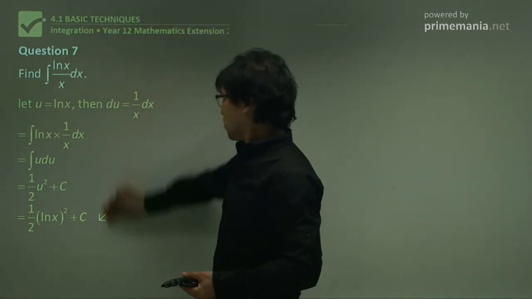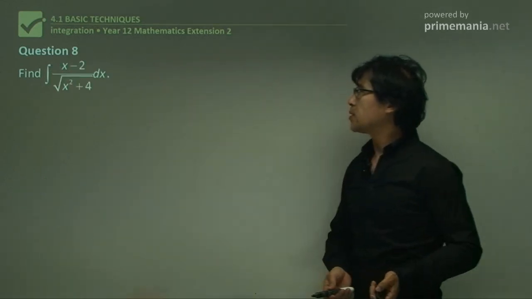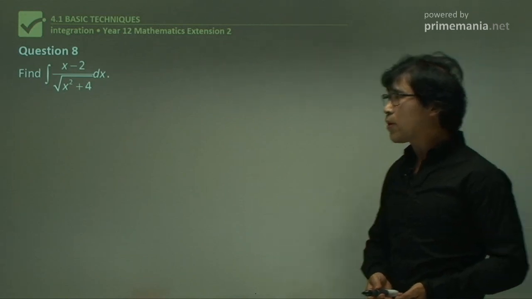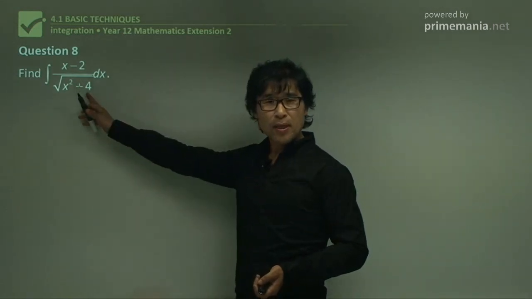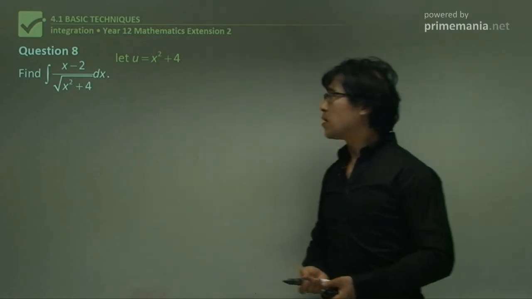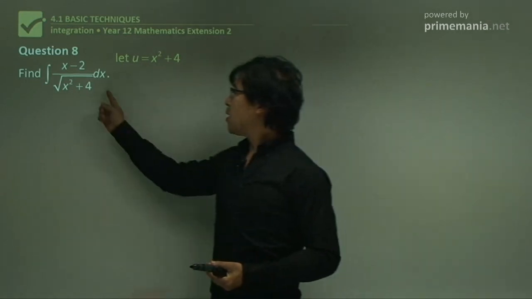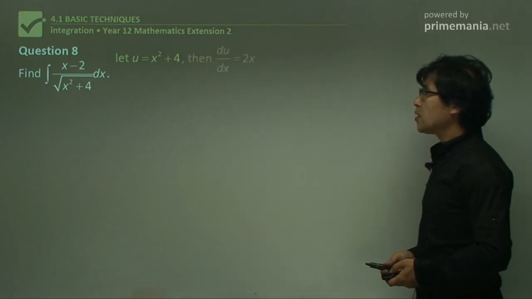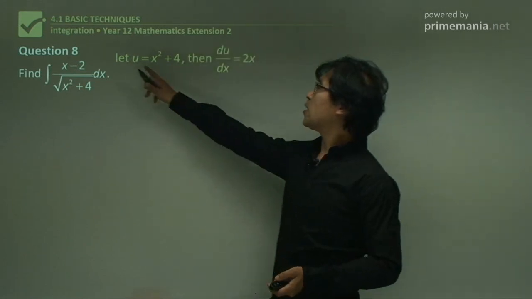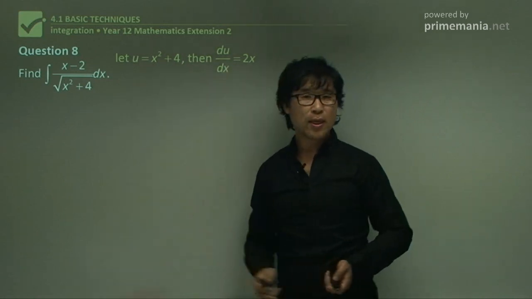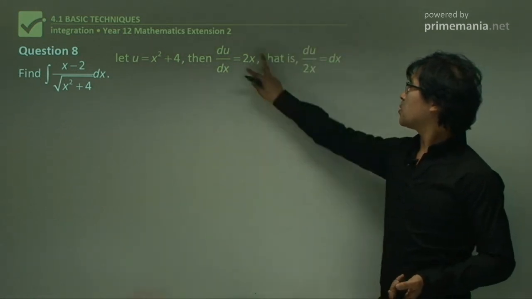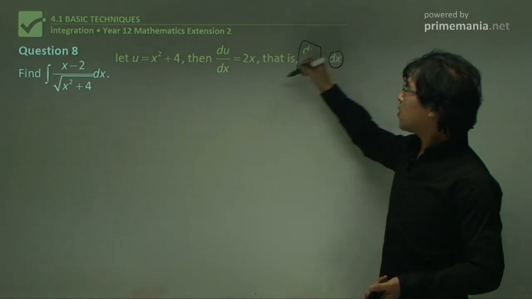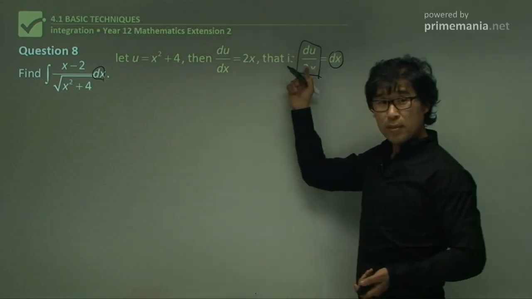Let's move on to question 8. What is your headache? I'm thinking this may be the headache. That's so annoying, so let's make it just u, or any other letter. Differentiate as usual. I differentiate u in terms of x, which becomes 2x. I just swap them, so dx is replaced by du divided by 2x. That will get replaced by this one.